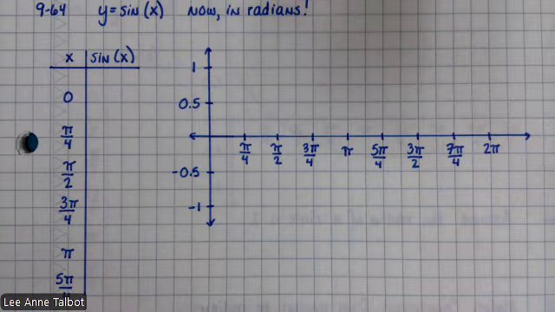After you got this set up, make sure that you grab a calculator. If you don't have one out, pull one out and see if you can put the mode into radians.